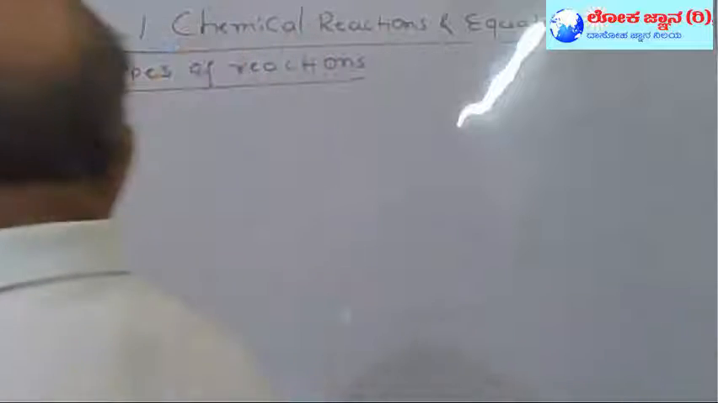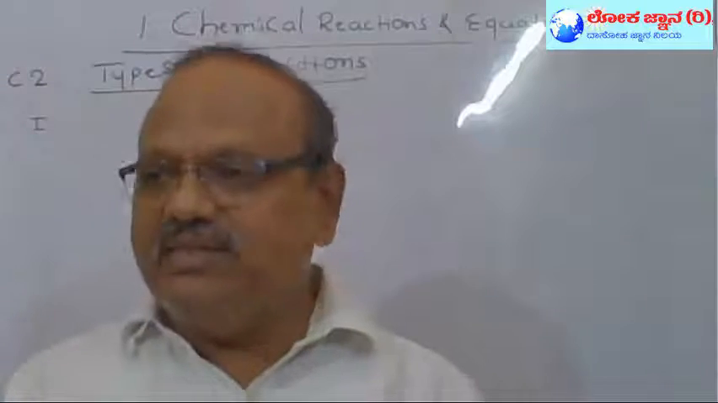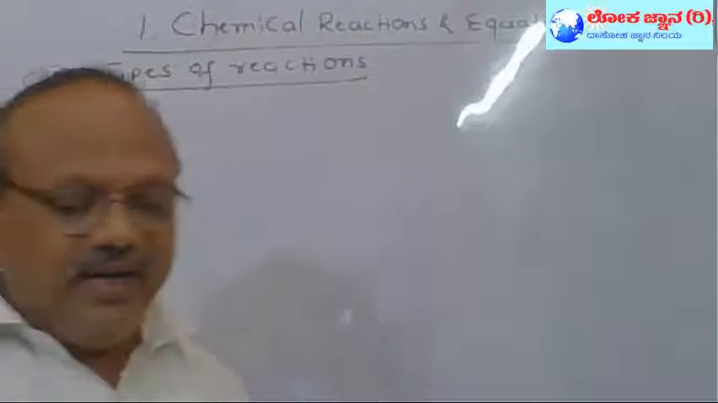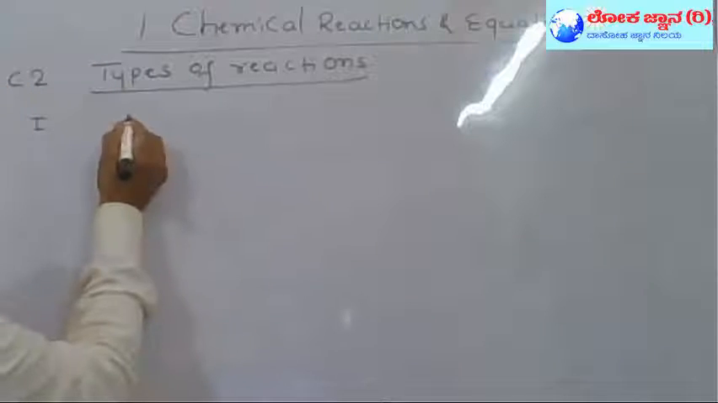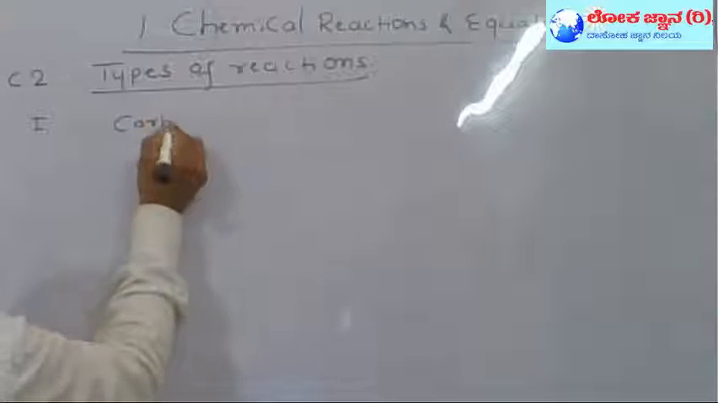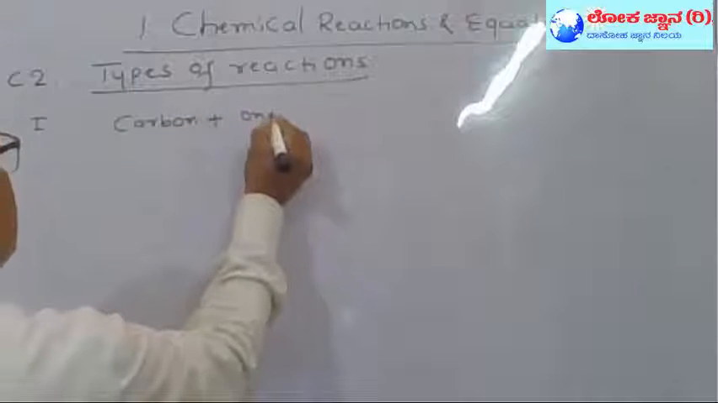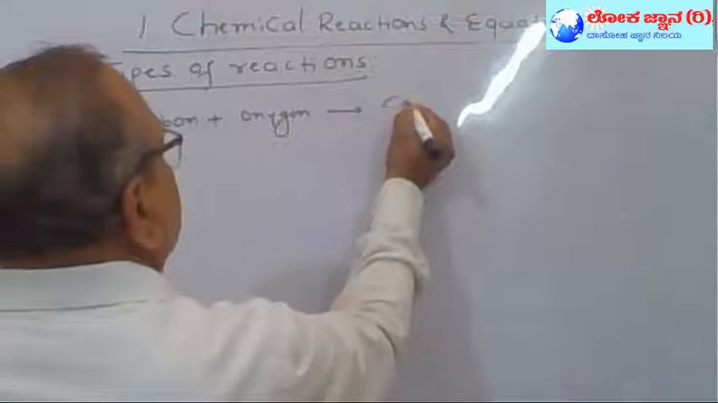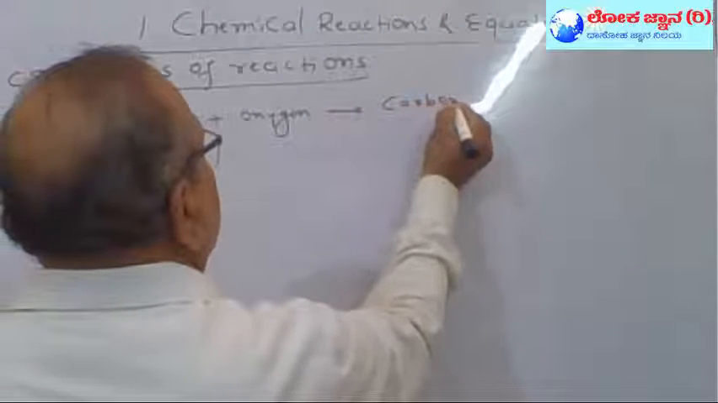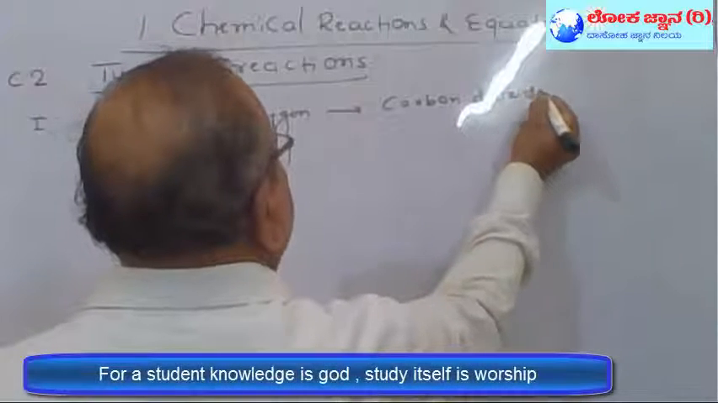Once again, I will start this session with the reactions. I will give you some skeleton equations. You have to balance them, then I will give the definitions. Take some examples. That is carbon plus oxygen. You have to symbolize it. Carbon plus oxygen gives rise to carbon dioxide. Carbon dioxide. You have to symbolize it.